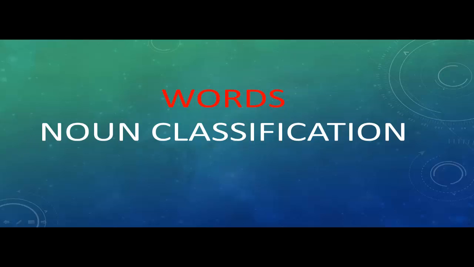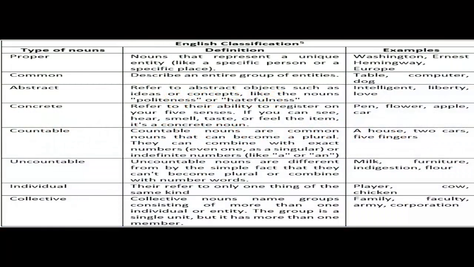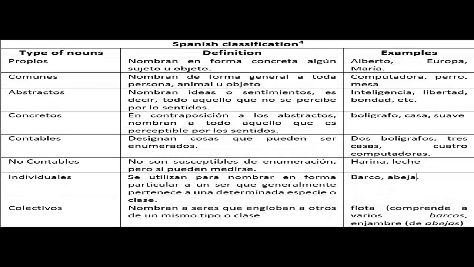The second similarity is that both languages share the same noun classification: proper, common, abstract, concrete, countable, uncountable, individual, collective, and propios, comunes, abstractos, concretos, contables, no contables, individuales y colectivos.